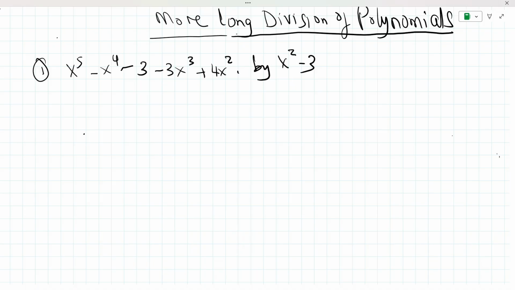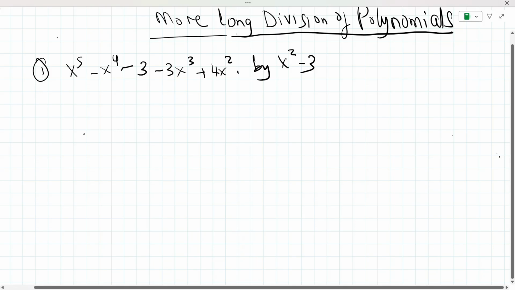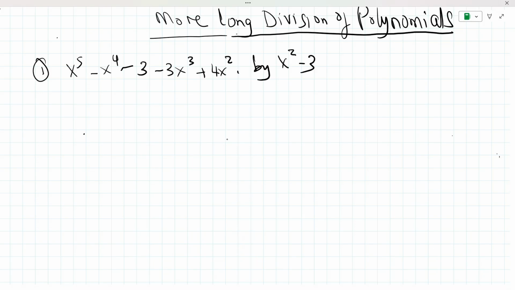Our task will be to practice more with long division of polynomials. We'll start with the given example here: x to the power 5 minus x to the power 4 minus 3x cubed plus 4x squared being divided by x squared. Of course, we'll be using the long division method, but what's important here is always to arrange your initial expression in order.